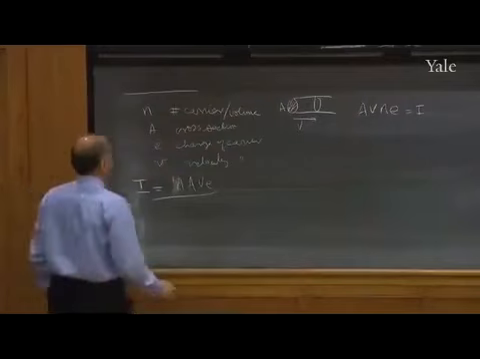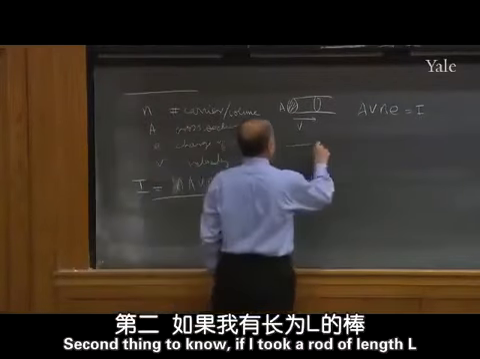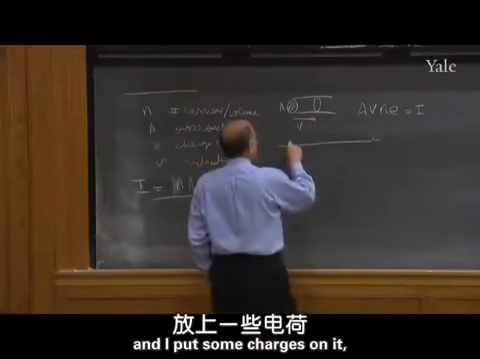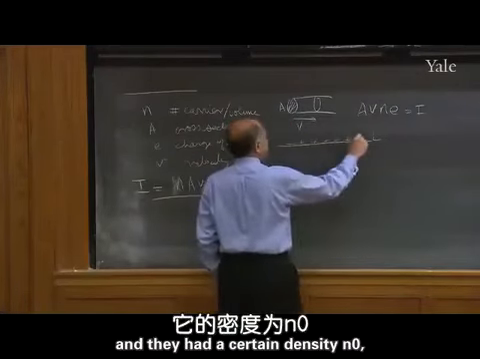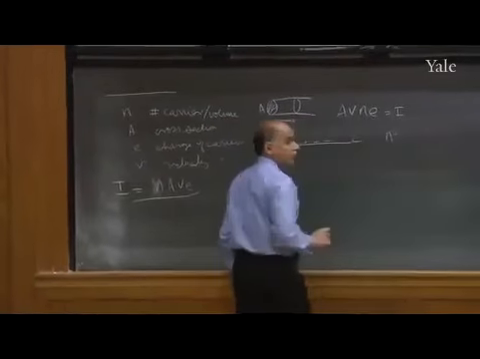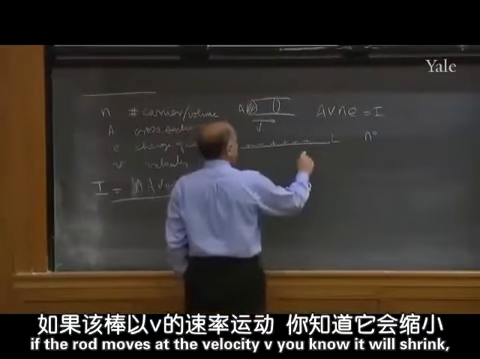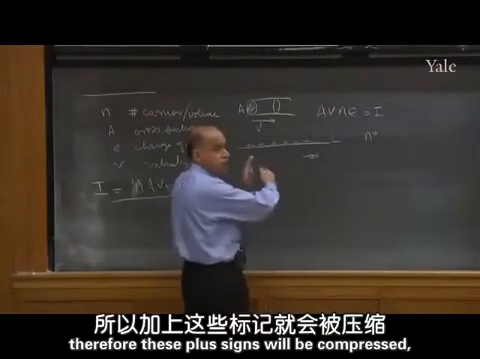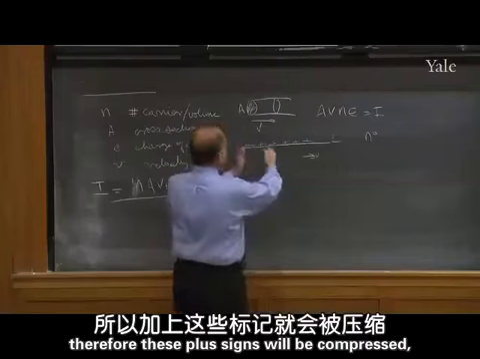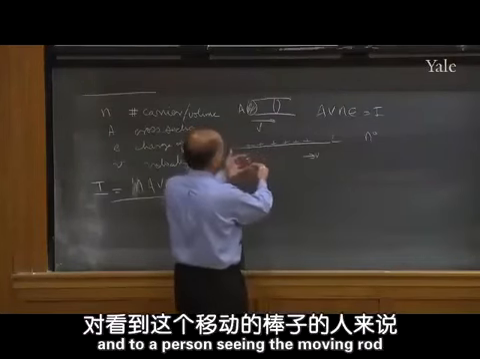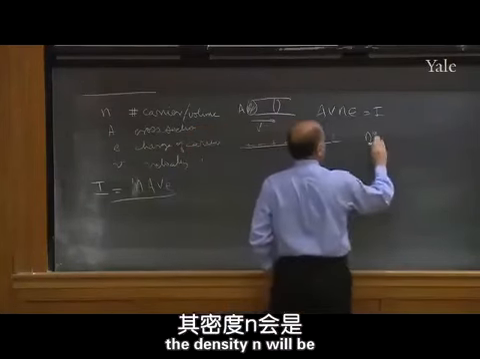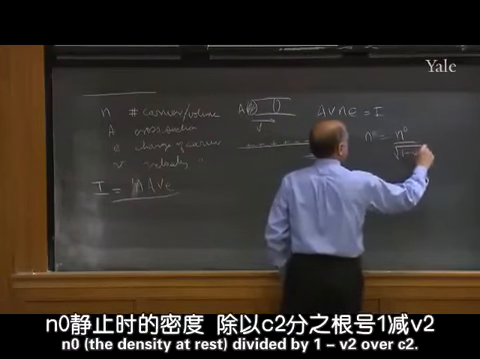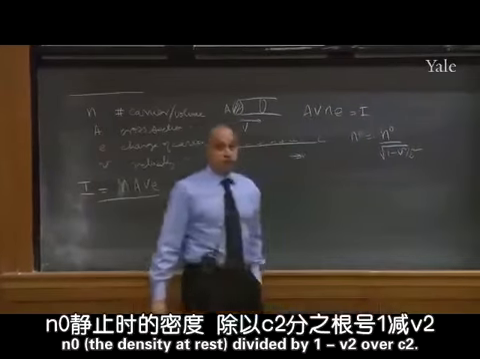First thing to know. Second thing to know, if I took a rod of length L, and I put some charges on it, and they had a certain density n0, if the rod moves at a velocity v, you know it will shrink. Therefore, these plus signs will be compressed. And to a person seeing the moving rod, the density n will be n0, the density at rest, divided by the square root of 1 minus v squared over c squared.